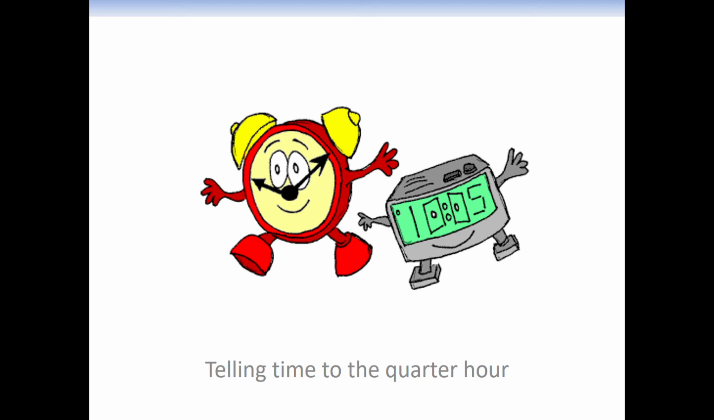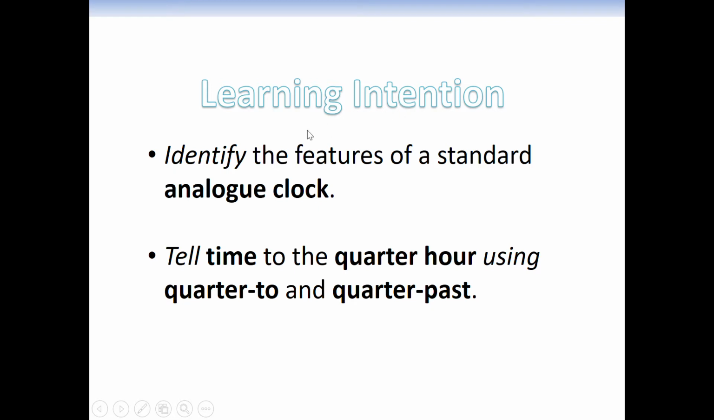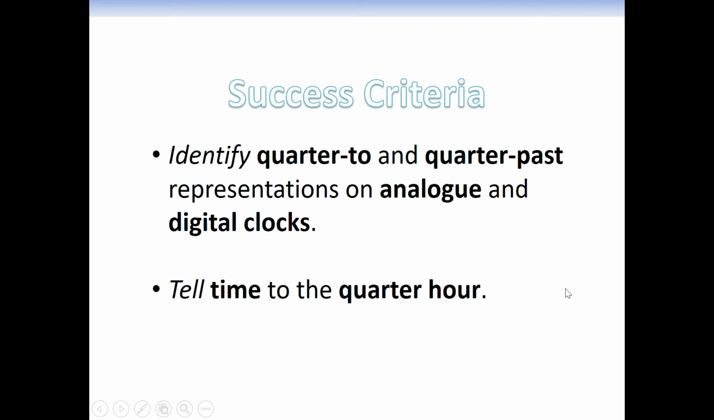Welcome to our math lesson for today. Today we are telling time to the quarter hour. Our learning intention is to identify the features of a standard analog clock. We will also tell time to the quarter hour using quarter to and quarter past. We will identify quarter to and quarter past representations on analog and digital clocks. We will tell time to the quarter hour.